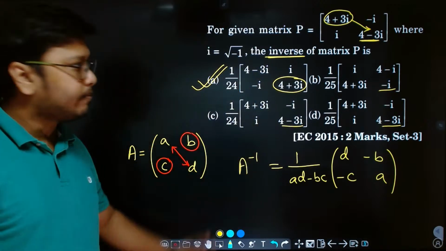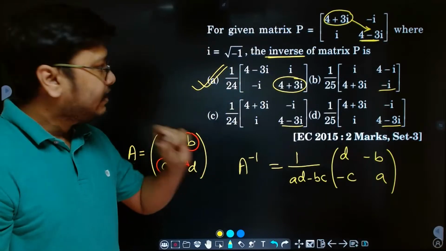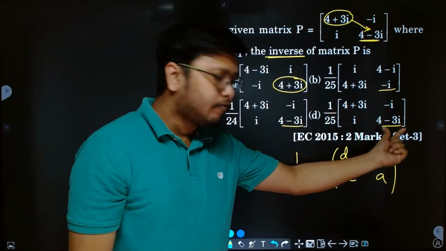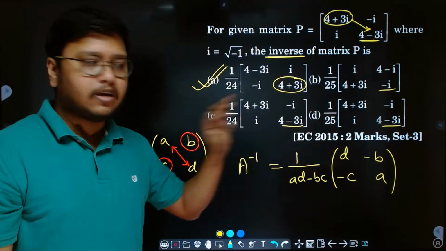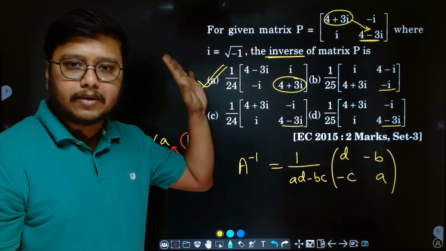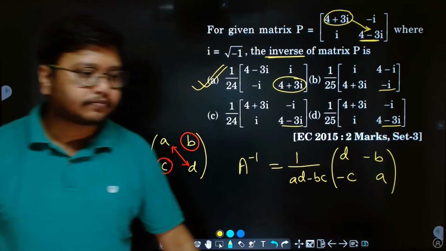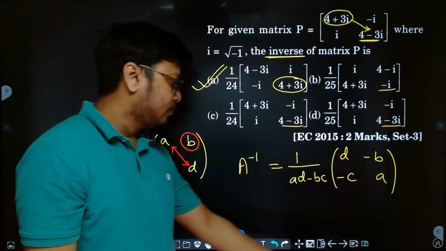We don't need to find the determinant. We don't need to do any other thing. Just track one position. If some other option also had 4 plus 3i in that position, then you would need to see what is happening to the other elements. But with just 4 plus 3i, we can see nothing else is matching. Only option A is matching. So that is correct. Simple. Okay, all right. So moving on to the next question.